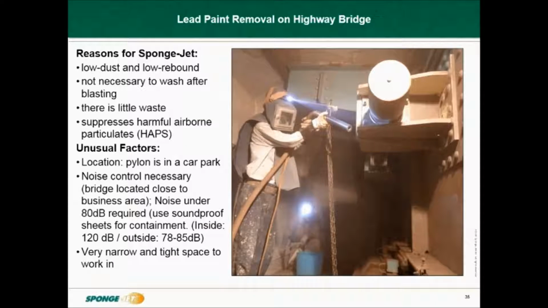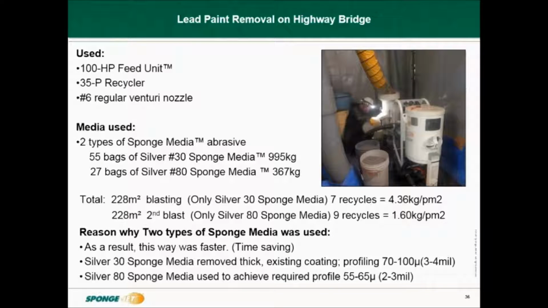Something to note: any habitat that is constructed for lead remediation or lead abatement is usually a confined space, regulated under a permit to work. This requires draft and air movement according to most regulations or regulatory authorities around the world. The equipment used on this project was a 100 HP and a 35p.